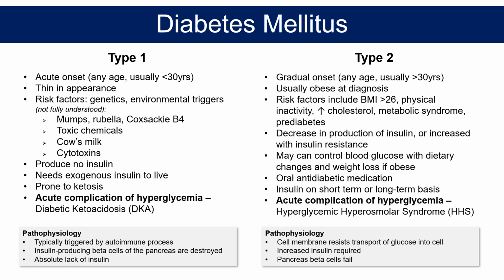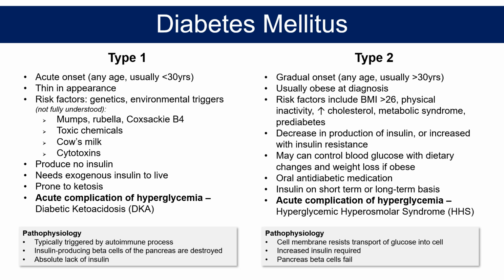So with type 2, this does have potential to be controlled with dietary changes and lifestyle changes and losing weight if the patient is obese. These patients can be treated with oral medication, so oral anti-diabetic medication, or insulin, or a combination of the two. If the patient is put on insulin, it could be short-term or long-term. Now, the complication that's most associated with type 2 is something called HHS, or hyperglycemic hyperosmolar syndrome.